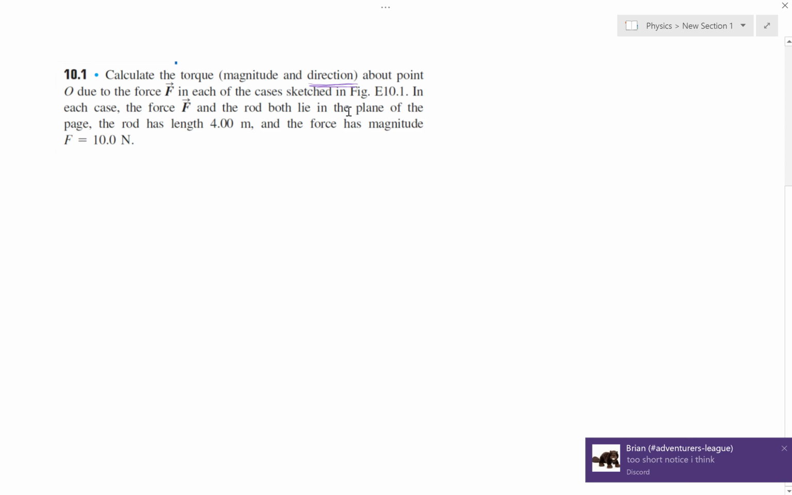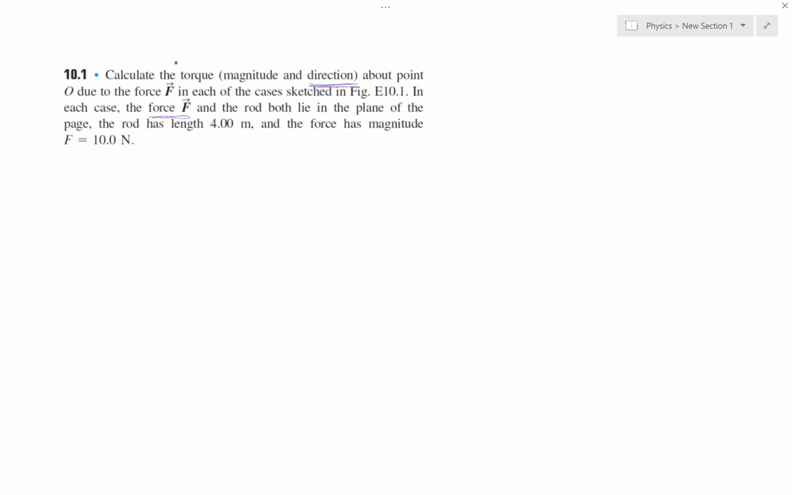So we're going to have 6 different situations. In all of the situations, we're going to apply the exact same force, F, and each situation is going to have the exact same object of the exact same size. So they're all going to be of length 4 meters, and they're giving us that the force applied has a magnitude of 10 newtons. So let's look at the first case.